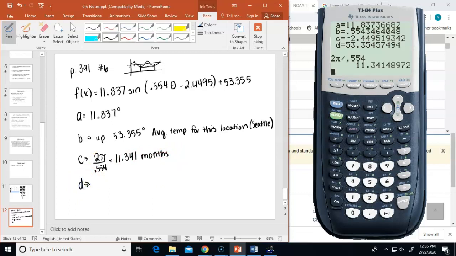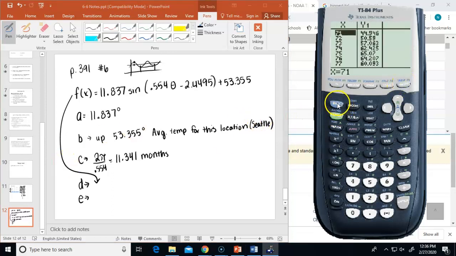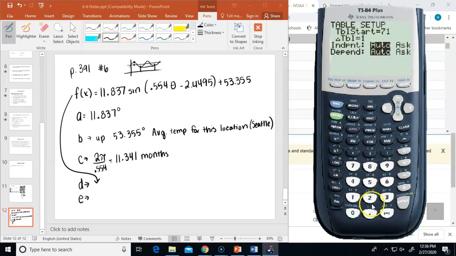And then for D, D asked you to write the equation that actually is this right here. They were doing it sort of out of order because they were writing the equation from the data. E says, according to your model, what is the average monthly temperature in February? How does this compare to the actual average? What month is February? It is 2. So since we stored this in our Y1, we can just do second graph and go to the table. Ooh, let me set the table to go back to 2.